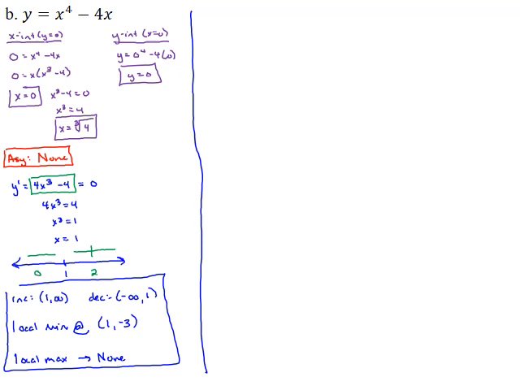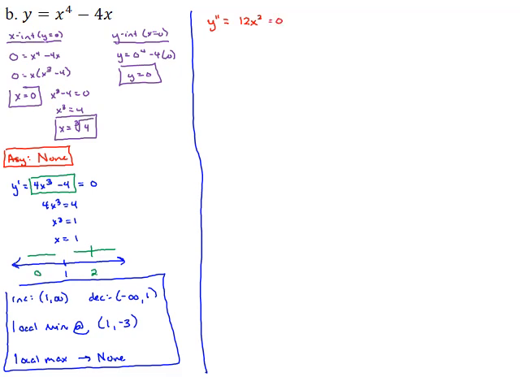Let's move on to the second derivative. So we're going to find where it is concave up and where it is concave down, along with the inflection points. So first thing I've got to do is find y double prime. So take your derivative of the derivative. The derivative of 4x cubed is going to be 12x squared, and the minus 4 does go to 0.